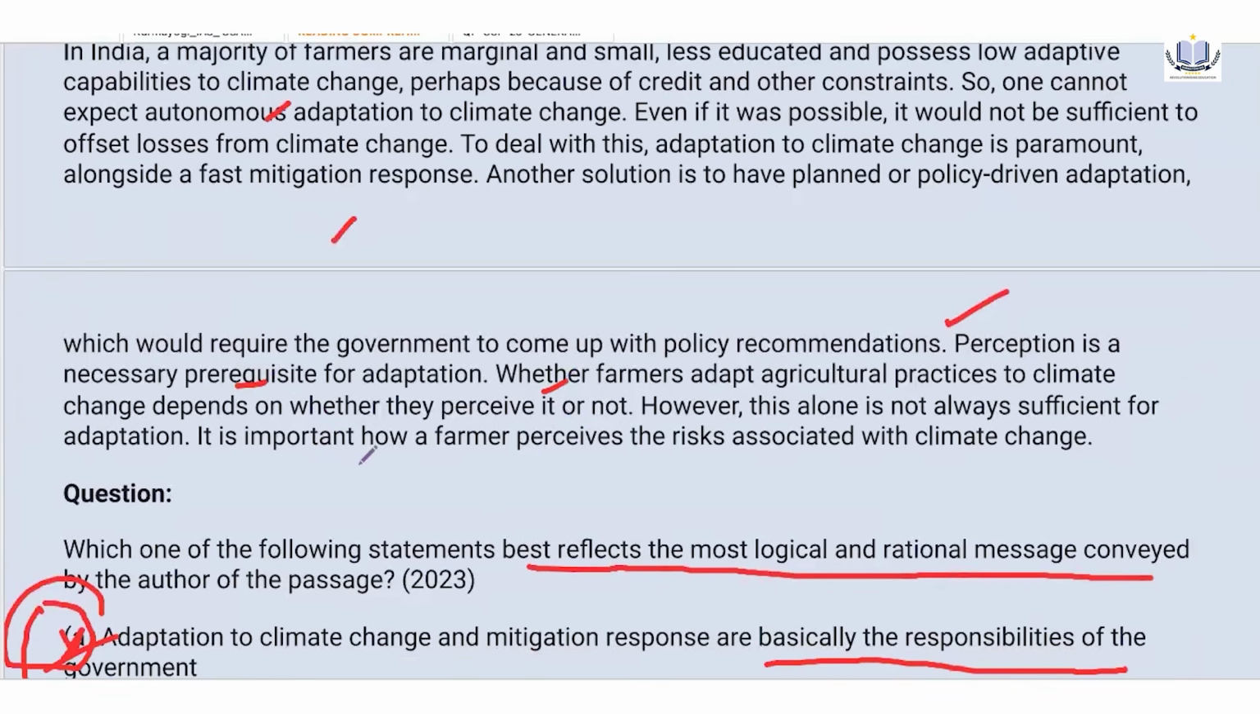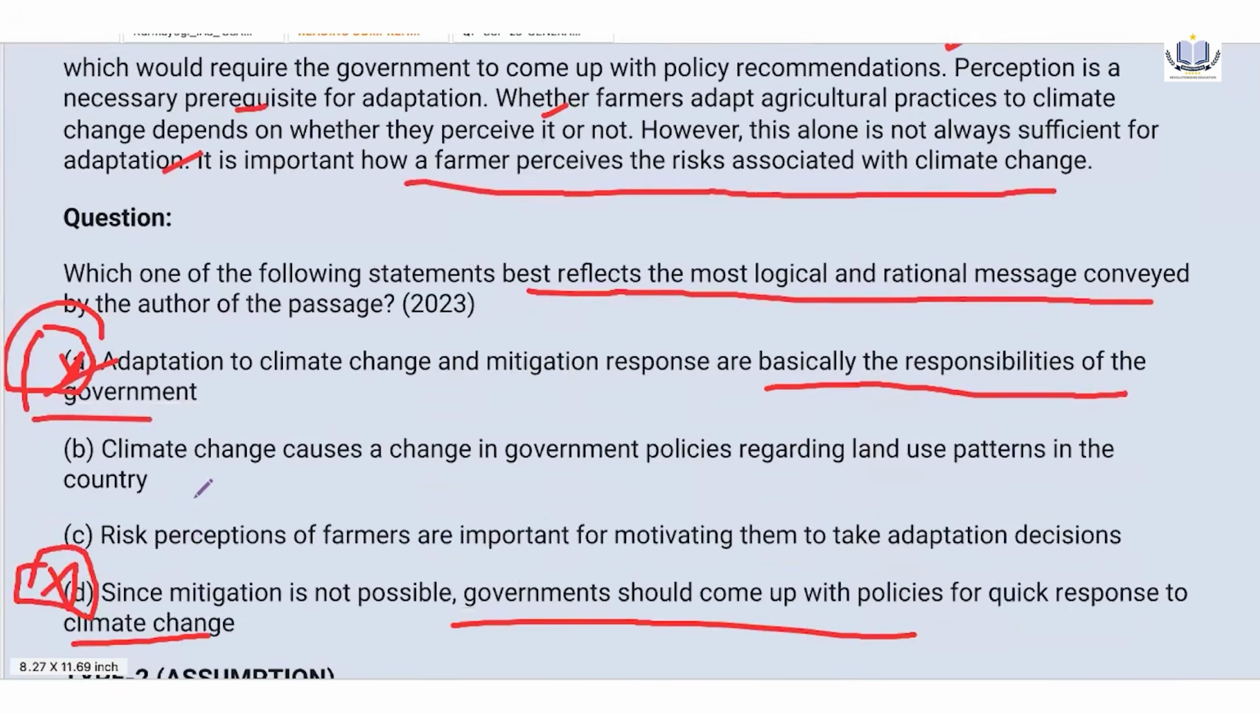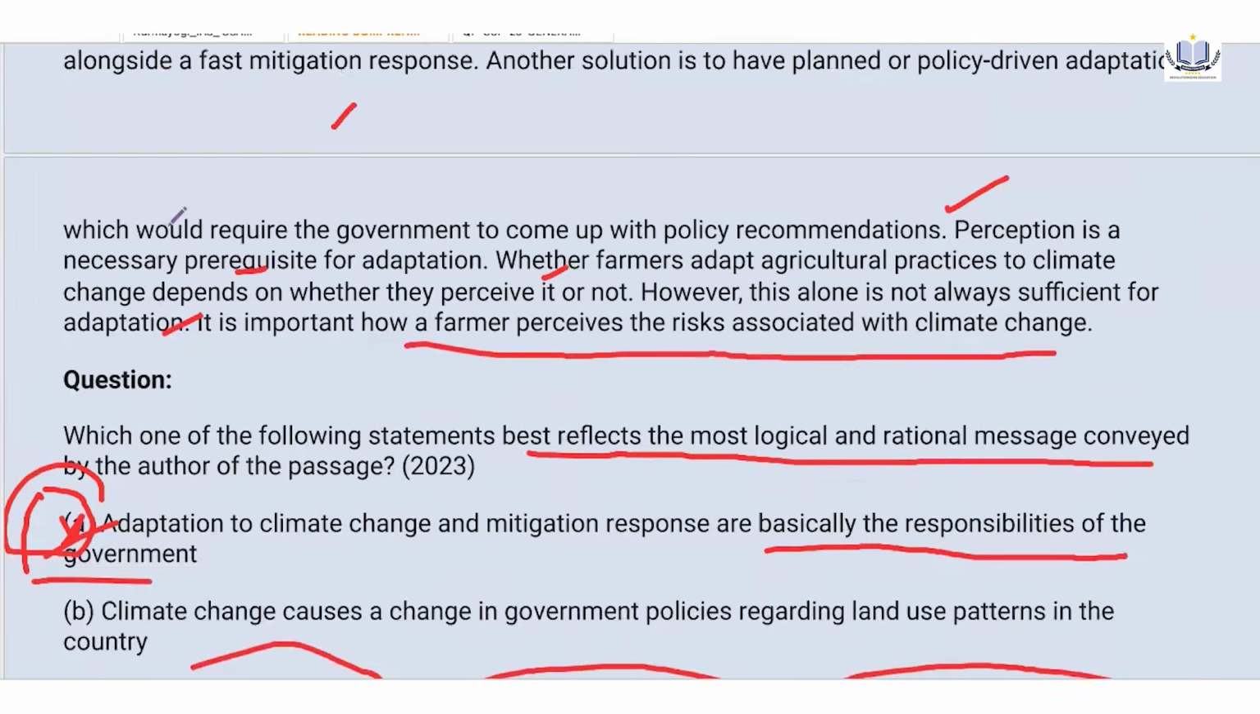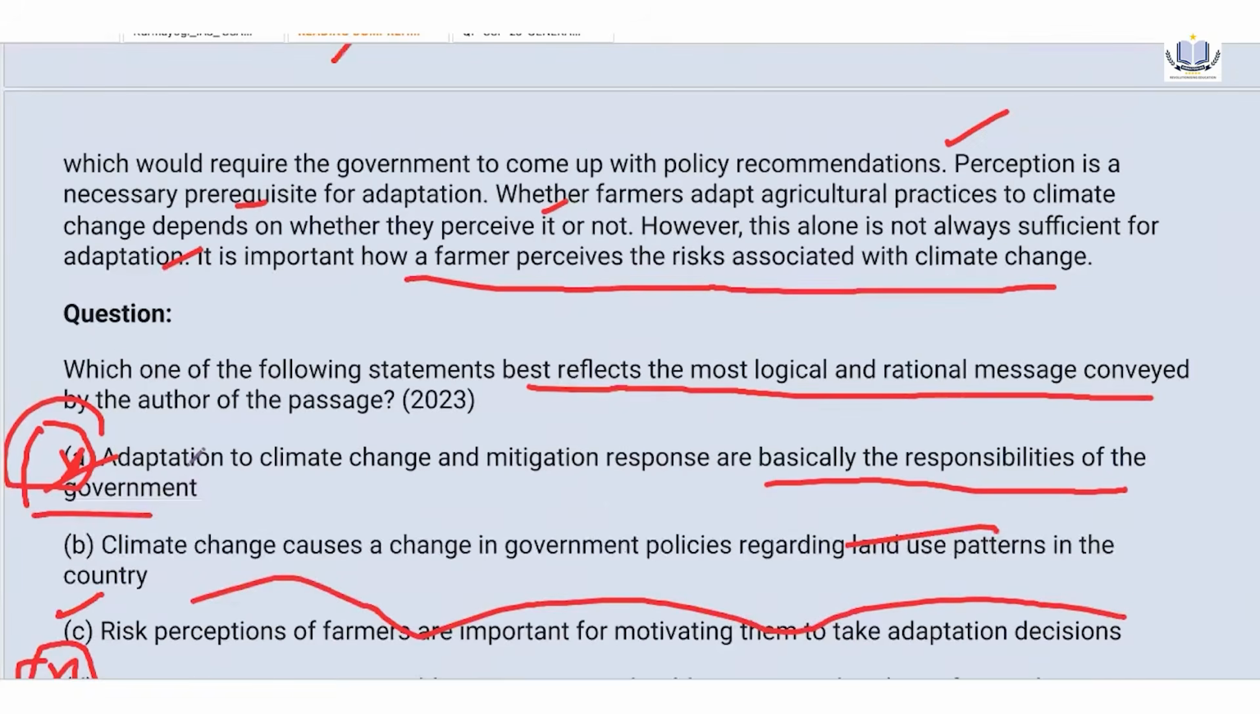However, this alone is not always sufficient for adaptation. It is important how a farmer perceives the risk associated with climate change. Clearly, between option B and C, the risk perception of farmers is important for motivating them to take adaptation decisions. They are talking about perceiving and how farmers are feeling about it, and they're reiterating this argument again and again. They're not talking about land use patterns, etc. So the correct option will be option C.